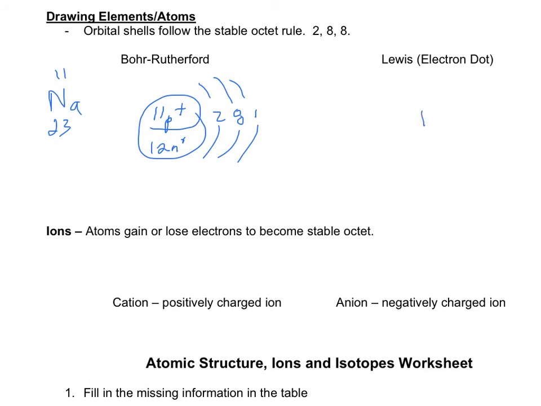It shows the symbol of the element, and it puts a dot for every valence electron the atom has. The valence electrons are the electrons in the outermost shell. Sodium has 1 valence electron. I know that from doing a Bohr diagram or counting out. Or a trick is by looking at the group number. Sodium is in group number 1. That means it has 1 valence electron.